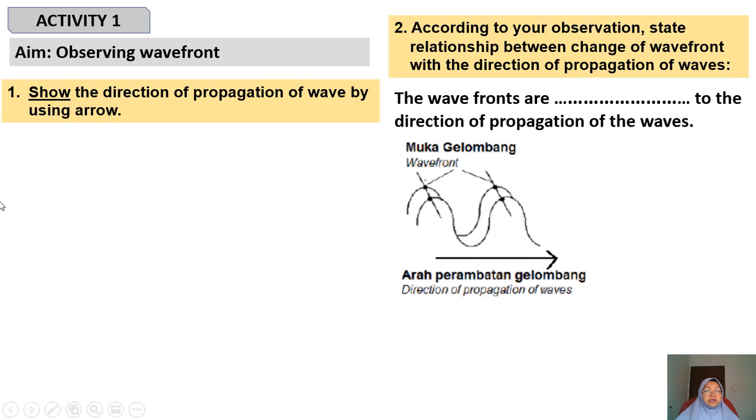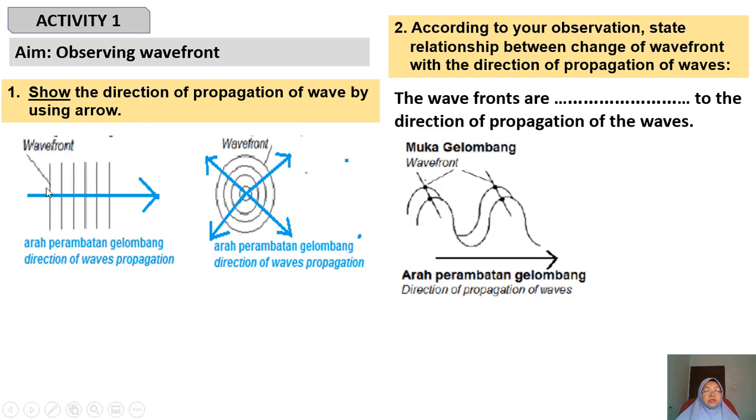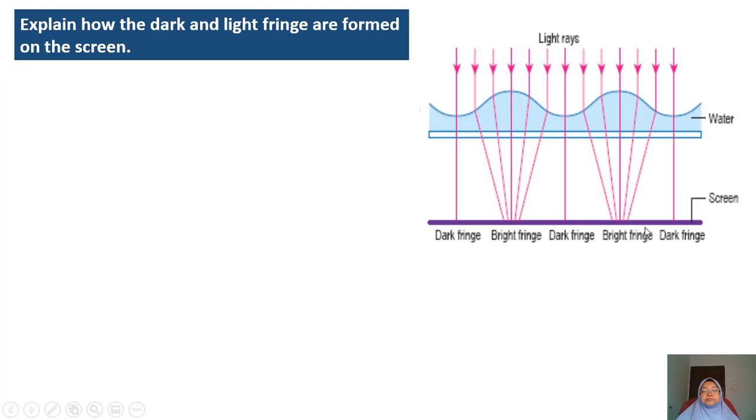Look at the first activity. Show the direction of propagation of wave by using arrows. Here is the plane wave, so perpendicular. Here is the circular wave, which is radially outward and perpendicular. According to your observation, state the relationship between the wavefront and the direction of propagation of wave. They are perpendicular. The wavefronts are perpendicular to the direction of propagation of the wave.